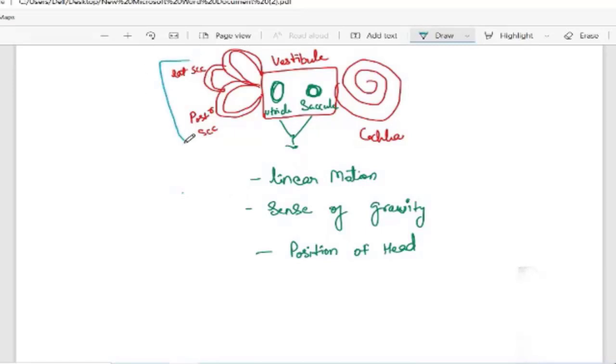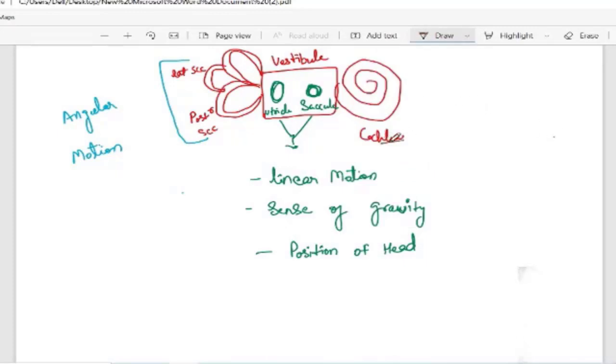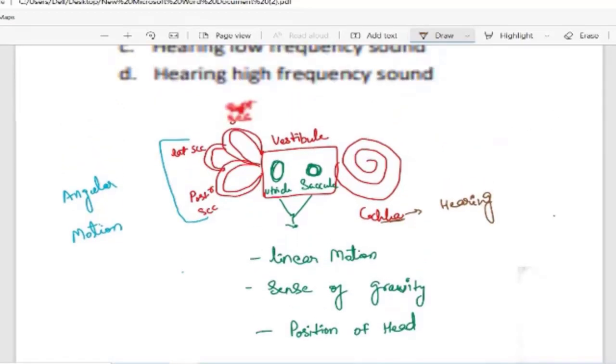Whereas the semicircular canals are responsible for angular motion, angular acceleration and deceleration. Whereas the cochlea is responsible for hearing low frequency or high frequency sound.